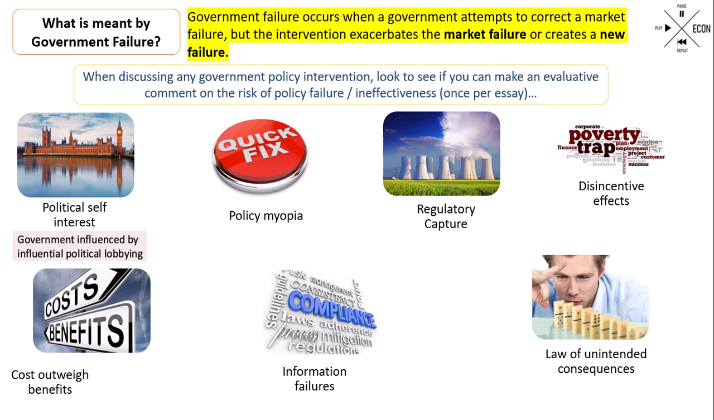Policy myopia, for anyone that wears glasses, that's short-sightedness. So whenever the government maybe try to make a quick fix with a policy, stick a rubber or a plaster on it to try and solve it quickly without thinking about long-term repercussions or issues like disincentives that may come about from the policy.